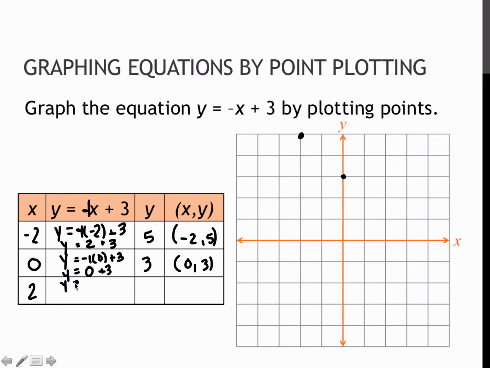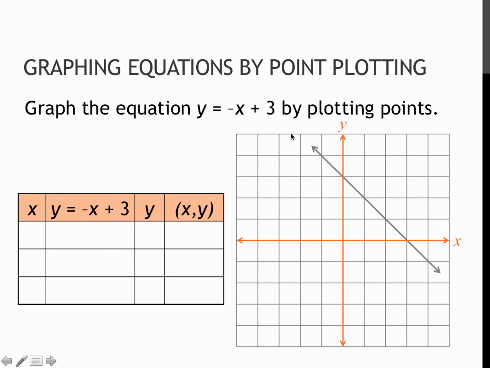And my last one, y equals negative 1 times 2 plus 3. Negative 1 times 2 is negative 2. Negative 2 plus 3 is 1. So 2 comma 1, 2 to the right, 1 up, and that is a nice straight line that will go through all of my points. So I would just connect the dots. I have mine written in because it's hard for me to make a straight line with my stylus, but that would be the graph of the equation.